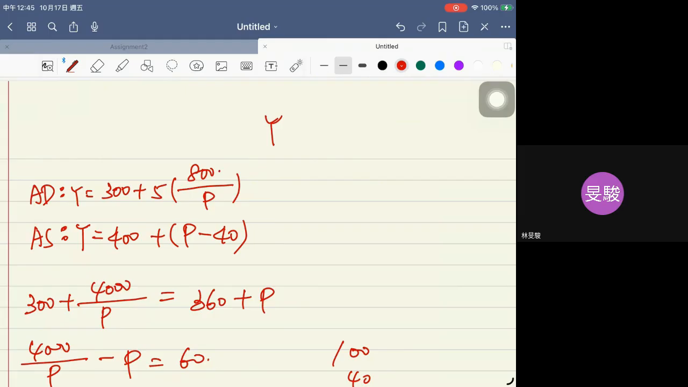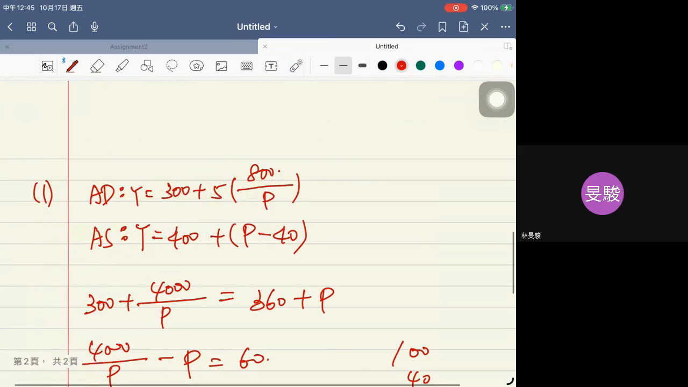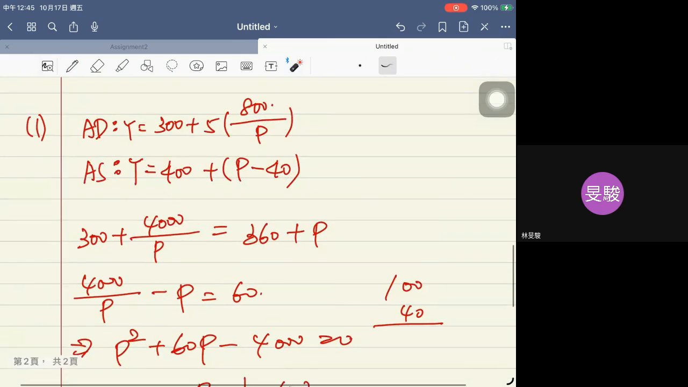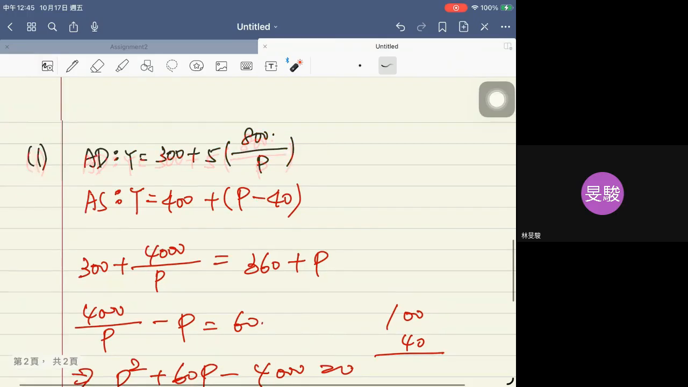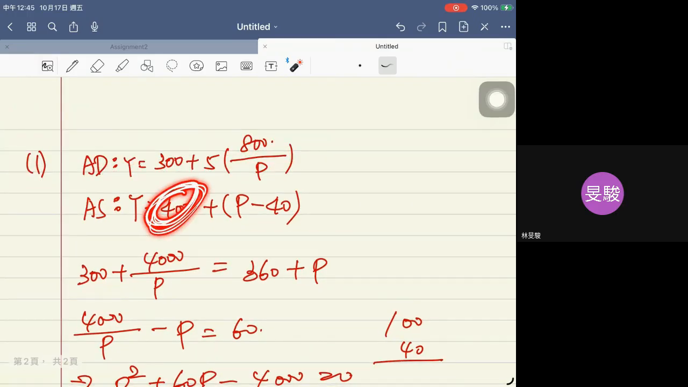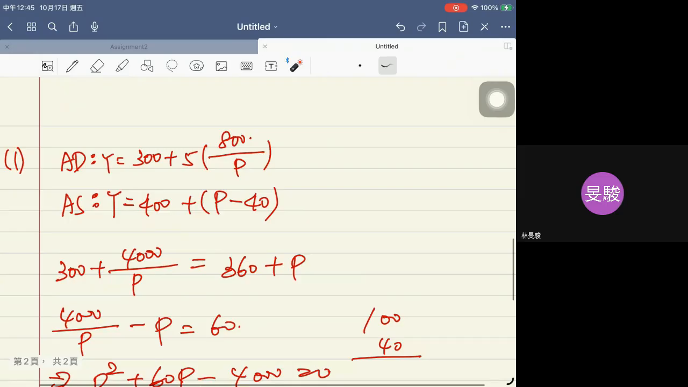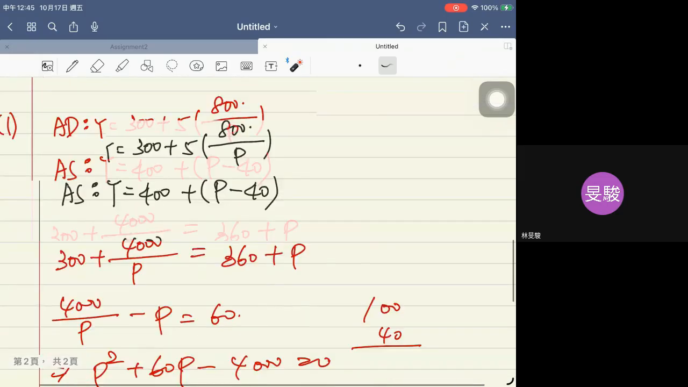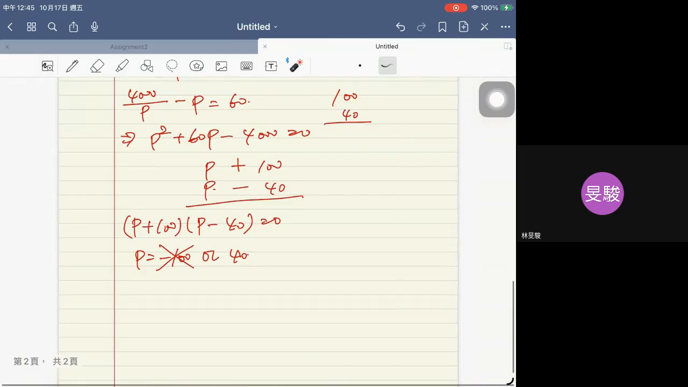So the output equals... substituting to the AS is easier because you substitute the T is 0, and we get real output is 400. Okay, and this is the answer.